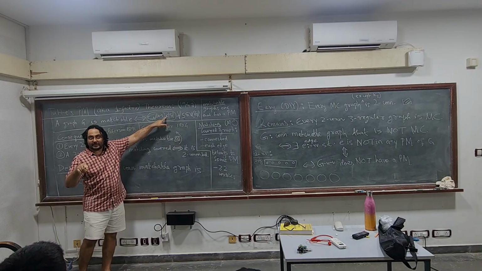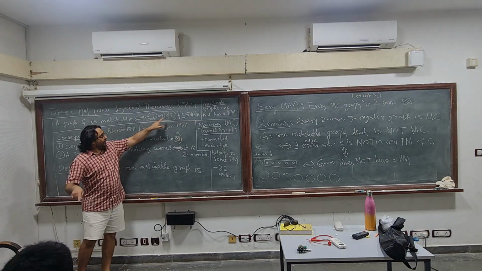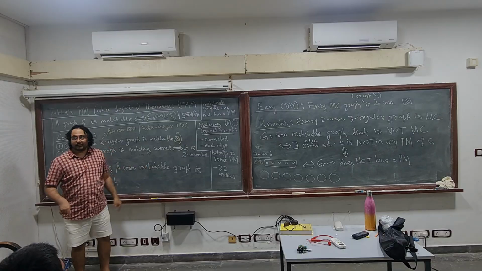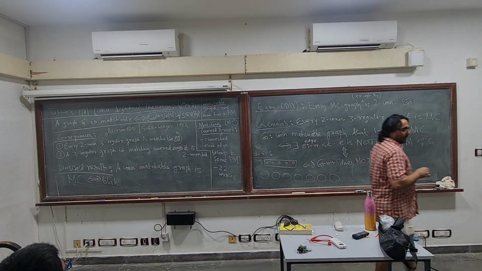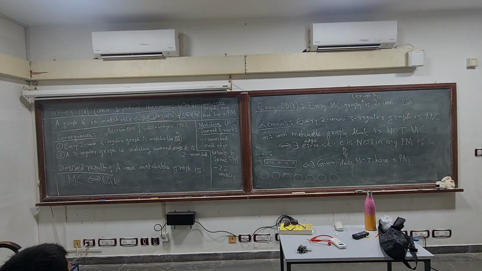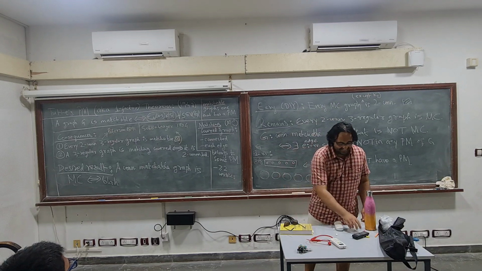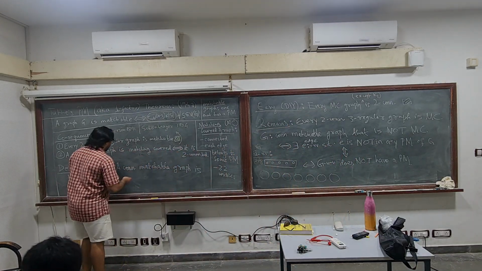A connected matchable graph is matching covered if and only if for every set where equality holds, that set has to be stable. That's the statement. The only problem is I don't have a word for that equality because I don't want to throw one more word at you. I'll call it a special set for now.